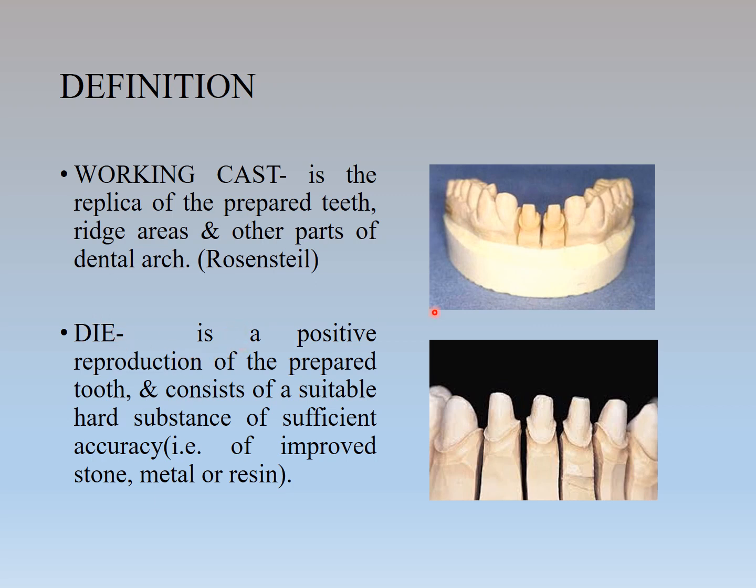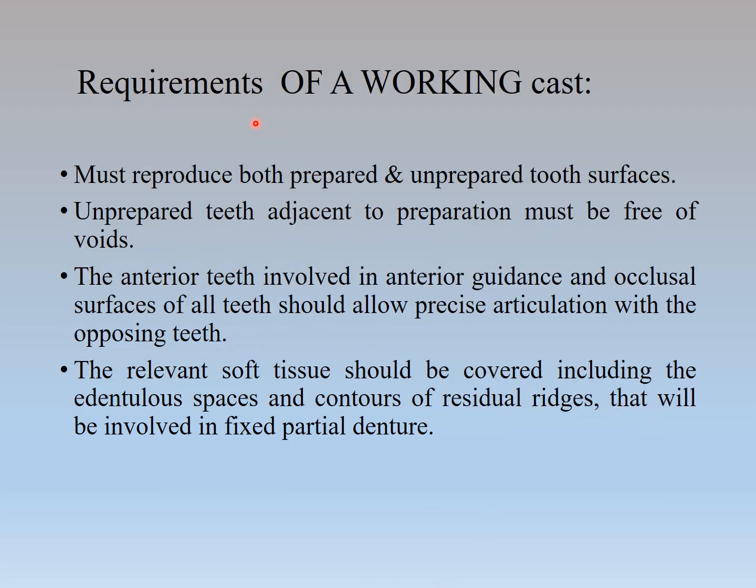Coming to the definition of a die, a die is a positive reproduction of a prepared tooth and consists of a suitable hard substance of sufficient accuracy. Okay, so that is improved stone, metal, or resin. Okay, so basically, this individual structure is known as a die. Requirement of a working cast.